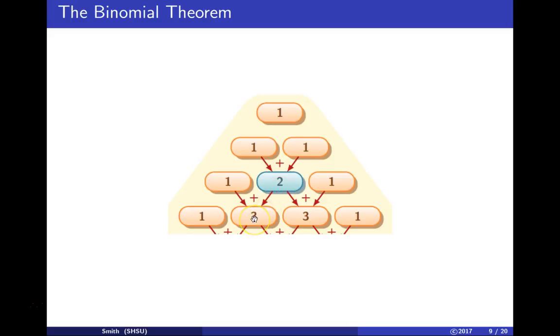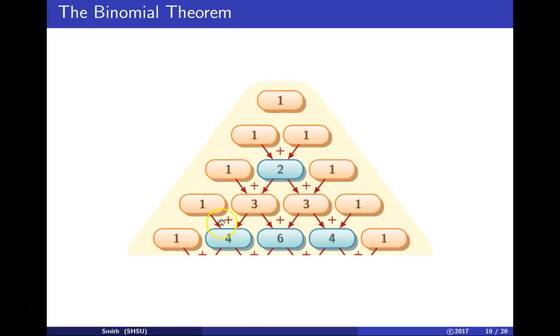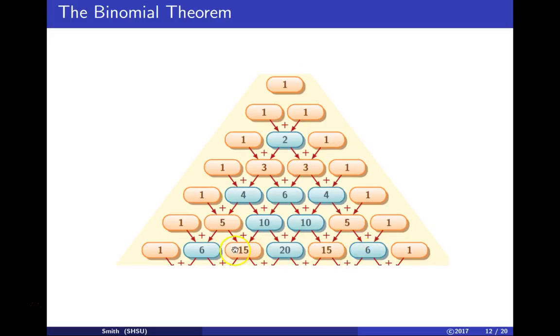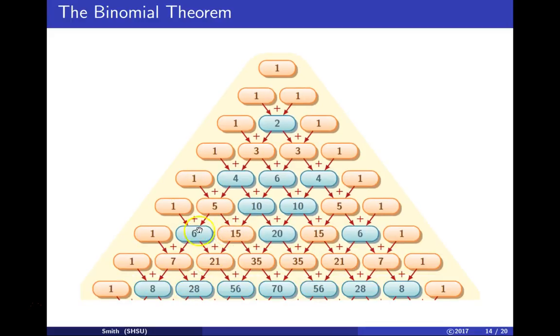And then there's a 3 in the next row. This is the sum of the 1 and the 2 above it. This 3 is the sum of the 2 and 1 above it. As we go on, a 4 is the sum of the 1 and the 3. The 6 is the sum of the 3s, and so on. The so-called fifth row, I'm going to think of the top as being the 0th row, has 1, 5, and 4 plus 6 is 10, 6 plus 4 is 10, 5, 1. The next row, 1, 6, 15, 20, and so on. 7th row, 8th row. This is exciting.